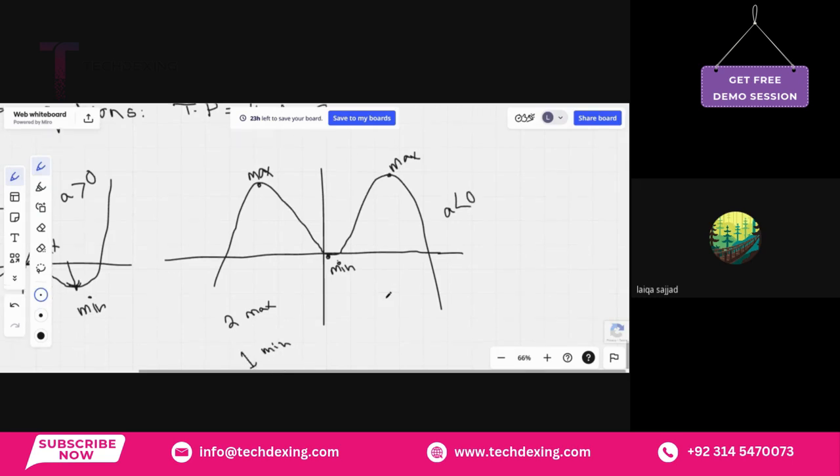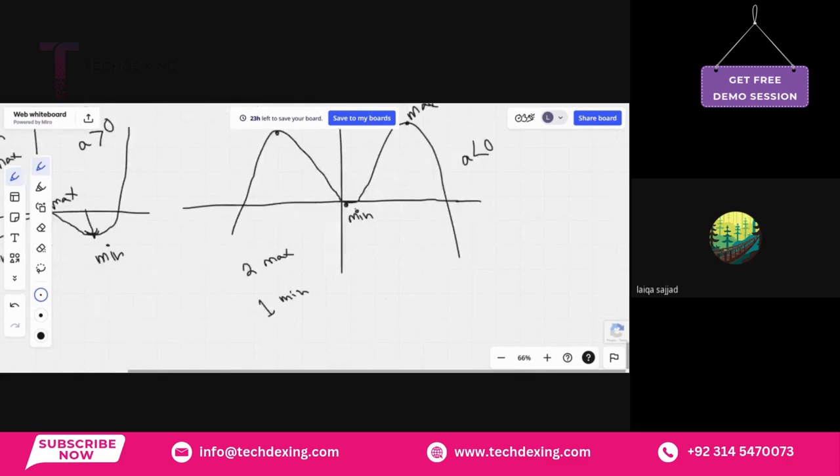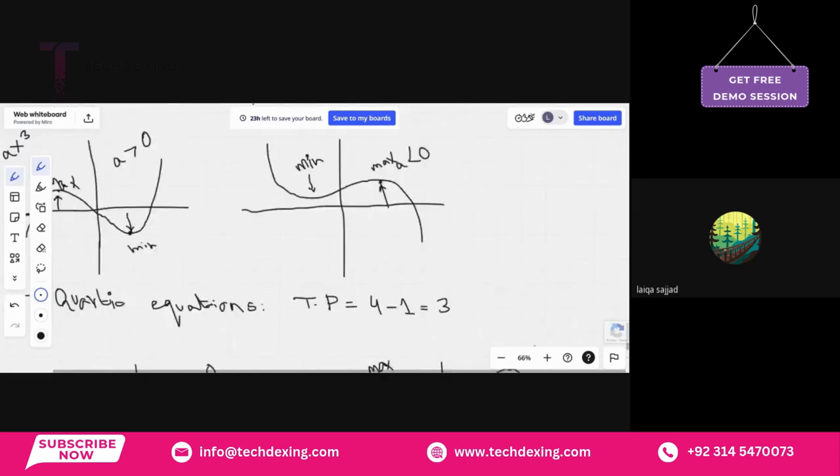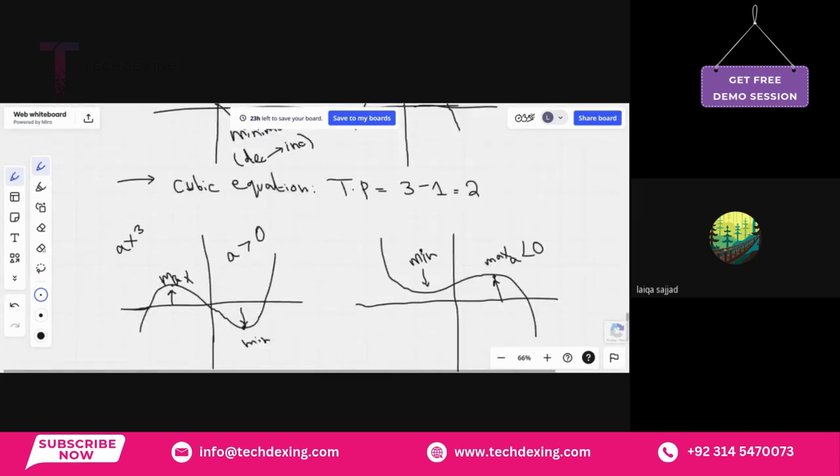Just like this one. And in this case, you will have two maximums and one minimum. And if you have a positive coefficient in a cubic equation, you will first have a maximum and then a minimum. And over here, you will first have a minimum and then a maximum. So this is the difference.